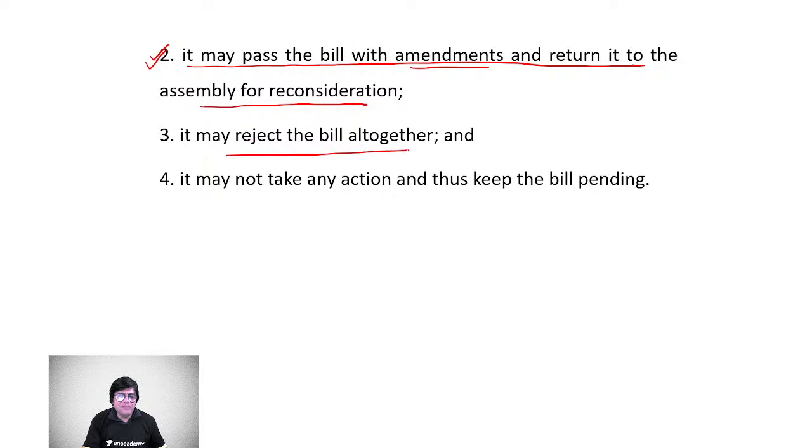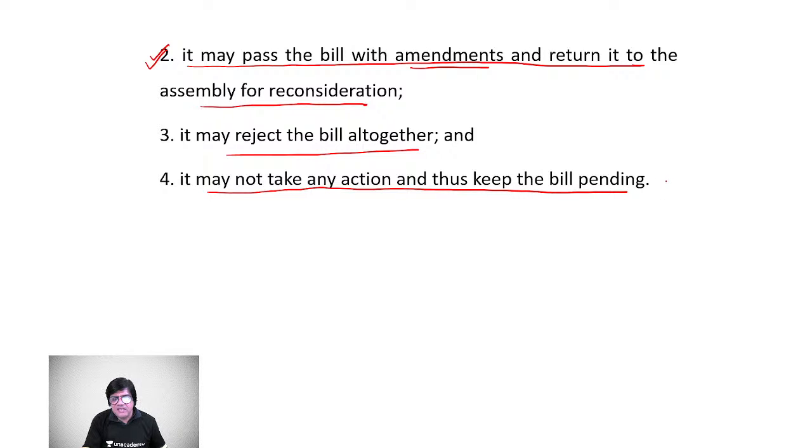Now the council may reject the bill altogether. That is its third option. But even if it rejects the bill, it doesn't matter. The will of the legislative assembly prevails eventually, and the bill is deemed to have been passed the way it was passed by the legislative assembly. And it may not take any action and thus keep the bill pending.